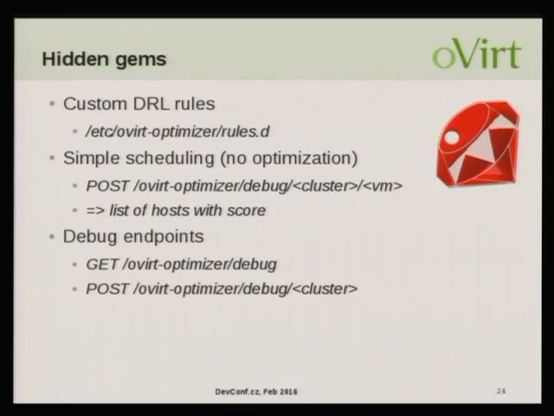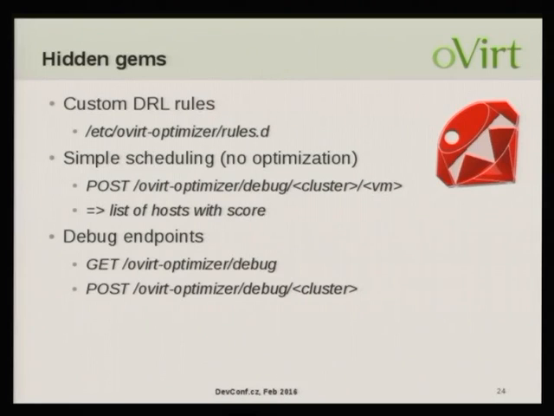Now we have a couple of hidden gems. You can write your own custom DRL rules using the Drools language. You just put them into /etc/optimizer/rules.d. We'll automatically scan them and include them. If you have a typo in there or a syntax error, it will blow up, obviously. It will not start. But if it's correct, it will start, and it will start using your rules. You can use all the pattern matching magic. The standard set of rules is part of the project. It's internal, so you can't replace that, but you can add your own. Like, VMs for this customer have higher priority, stuff like that.